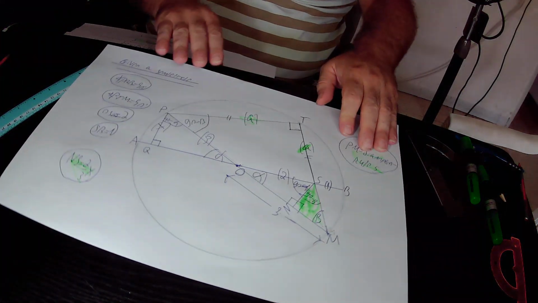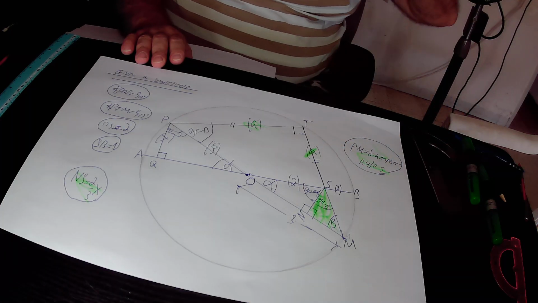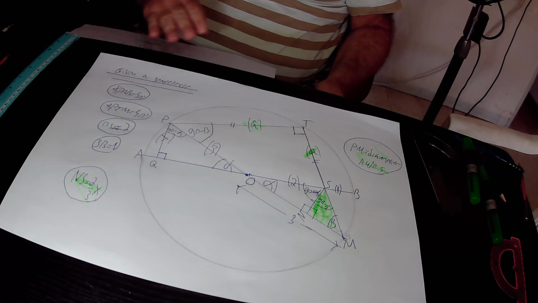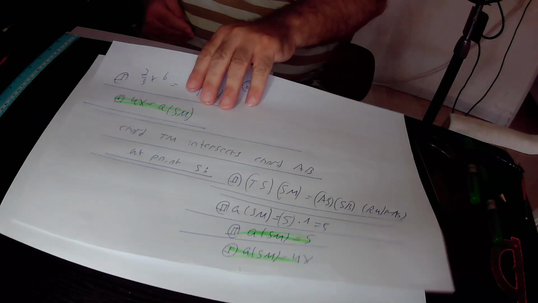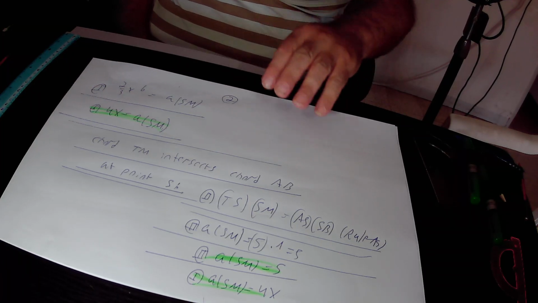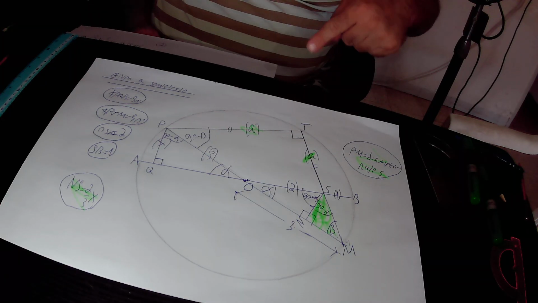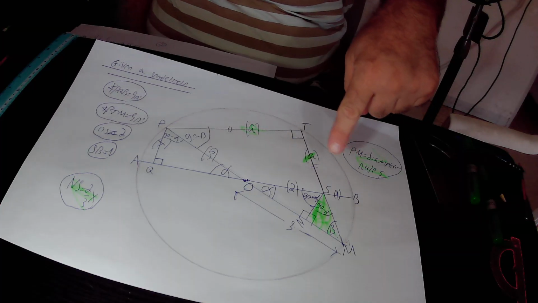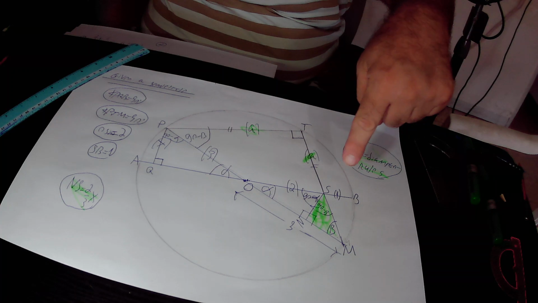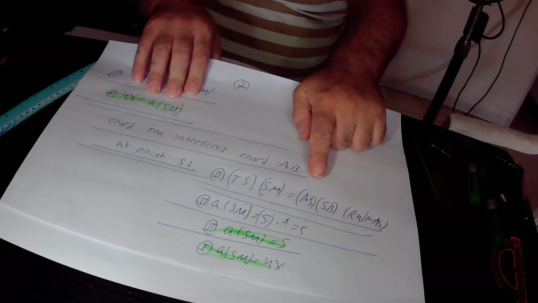Why? Because in our domain, we have chord TM that intersects with chord AB at point S. So all the requirements of rule 15 are satisfied, and therefore we can implement rule 15 here. In our drawing, chord TM intersects with chord AB at point S. So according to rule 15, the following equation is true: TS times SM equals AS times SB.